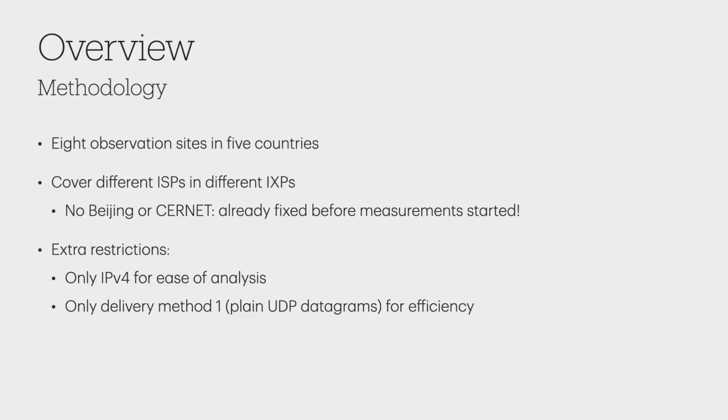We also set extra restrictions based on our initial measurements. The vulnerability existed in both IPv4 and IPv6, but it was hard to control or analyze the IPv6 routes, so we only used IPv4 for measurements. Besides, we did not find much interesting information in the leaks with delivery method 2, namely IP fragments. So, we only used the plain UDP datagrams to deliver our payloads.